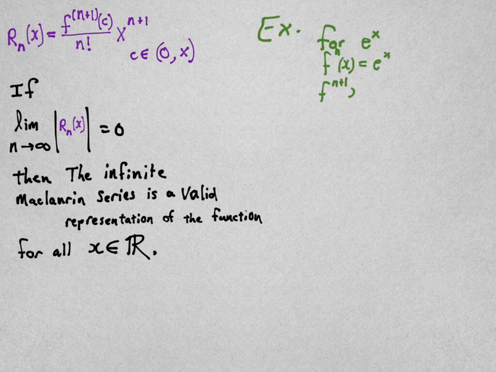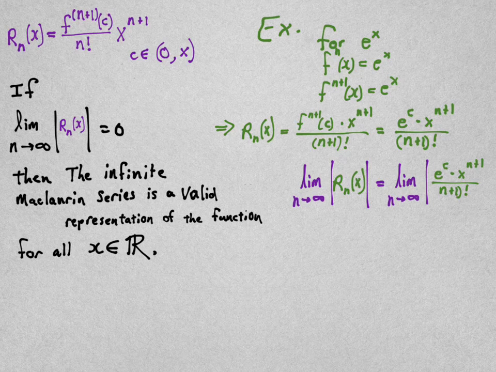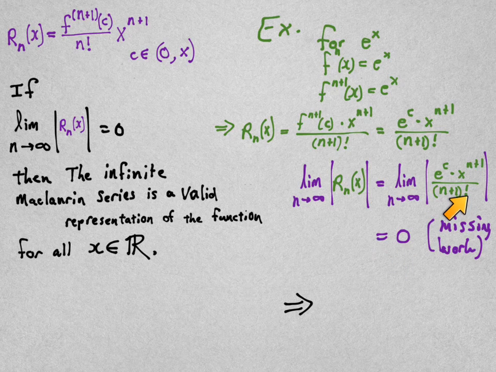Now, for e to the x, we know that every derivative we take of e to the x is e to the x. And so if we take our error function, we're essentially taking the limit as n goes to infinity of e to the c times x to the n plus 1, the next iteration in the series, over n plus 1 factorial. Now, this limit does approach 0. You can show that in a calculator. You can prove it in a variety of different ways. Because of time, I'm not proving it, but we can infer this to be true. It's one of those convergent sequences, essentially converges to 0.